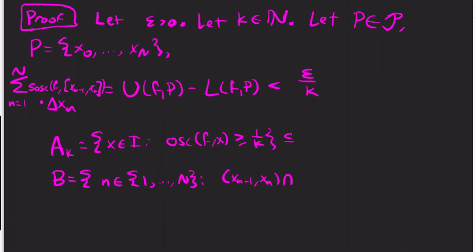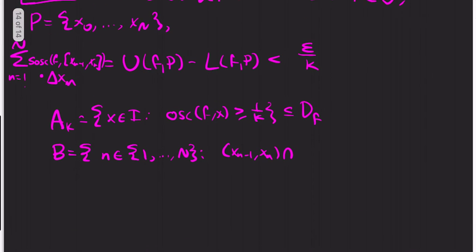And just note, that is a subset of the set of discontinuities. It's basically saying it's discontinuous with a jump of at least size 1 over k. So as we take k to infinity, our jumps get smaller and smaller, but we're still discontinuous. And that's the main theme behind the proof.